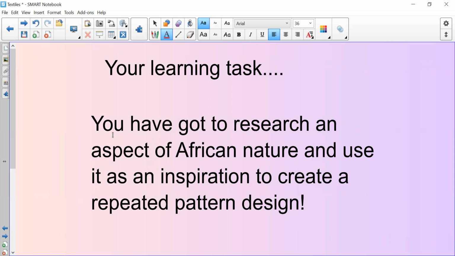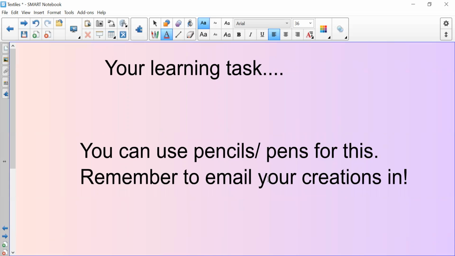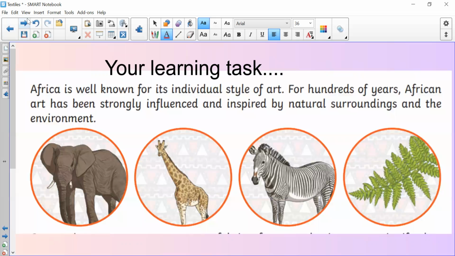Now, there is not a Teams quiz or assignment for this. So what we would like to see is at least 3 drawings of your pattern. Okay, so it's repeated on a piece of paper, and we would love to see those emailed in. Okay, so you can use pencils, coloured or just monochrome, or pens for this. And remember to email in. I can't wait to see all of your different creations.